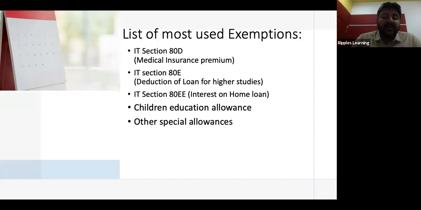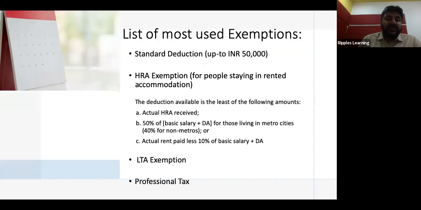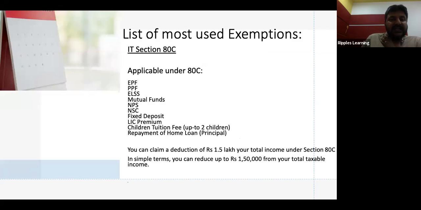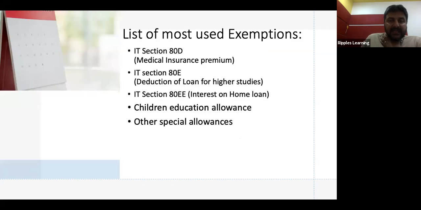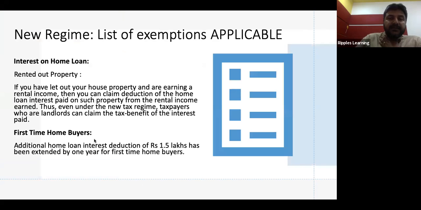All this can be claimed under exemptions, right? These are the most used exemptions in a salary. We are talking about what HRs manage, what HRs should know. And as part of the list of exemptions: standard deduction, HRA, LTA, professional tax, 80C, 80D, 80E, 80EE, and other special allowances, which include food allowance, children education allowance, etc., are all exemptions which are claimed, right?